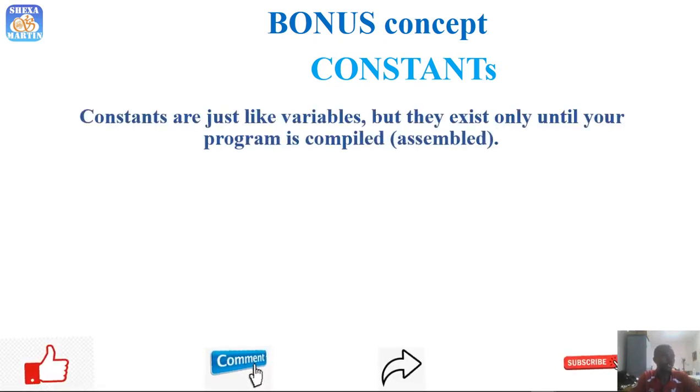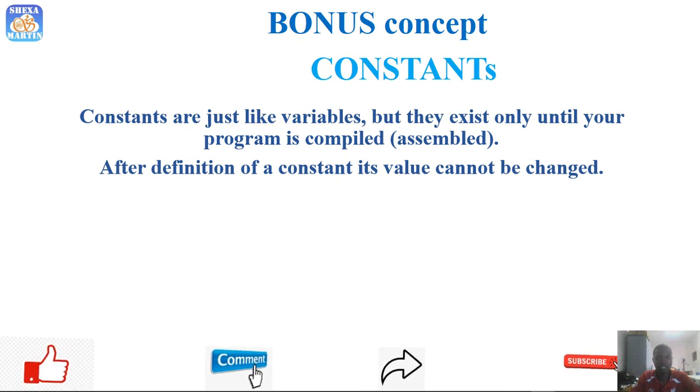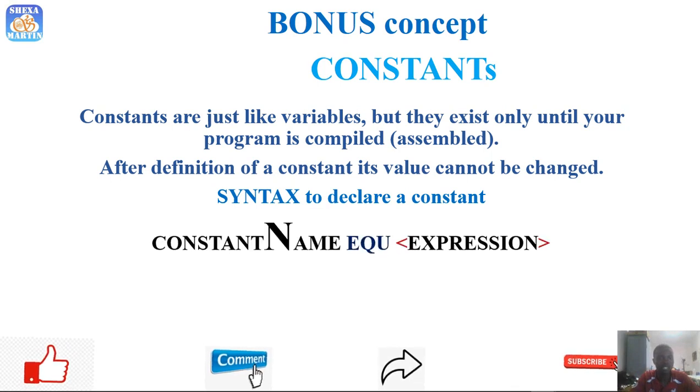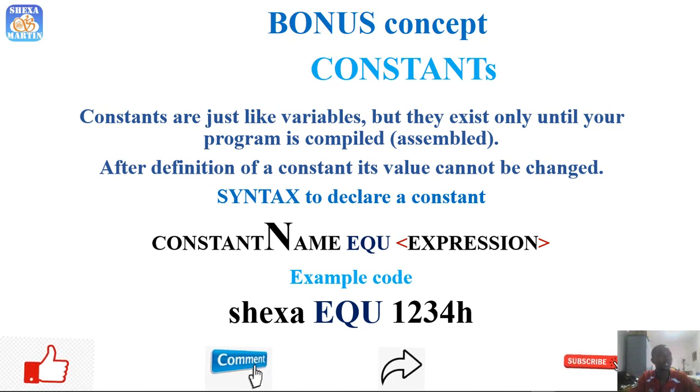Constants. Constants are just like variables, but they exist only until your program is compiled or assembled. After definition of a constant, its value cannot be changed. Since we said it's a constant, the value is constant. Then the syntax used to declare a constant: you say constant variable name, and then you say equ, which is the directive, then you put the expression. Here's the example. We can say Shexa is our constant variable, and then equ is our directive, and then the value is 1234. Whenever you say Shexa, you are now referring to 1234. You cannot change the value of Shexa variable.